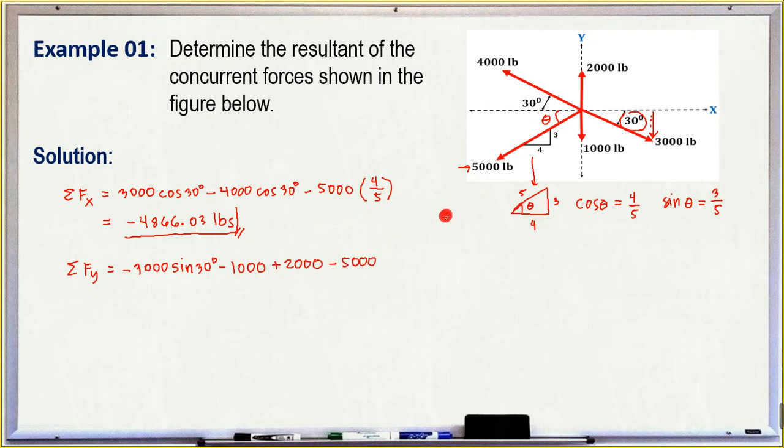5,000. And then here, we are going to use sine of theta, because we are getting its components along the y-axis. So sine of theta is equivalent to 3/5 based on this triangle. So, 5,000 times 3/5. And then, finally, we have the 4,000 pounds. Its y component is upward, so plus 4,000 times sine of 30. If you calculate this, the result is negative 1,500 pounds.